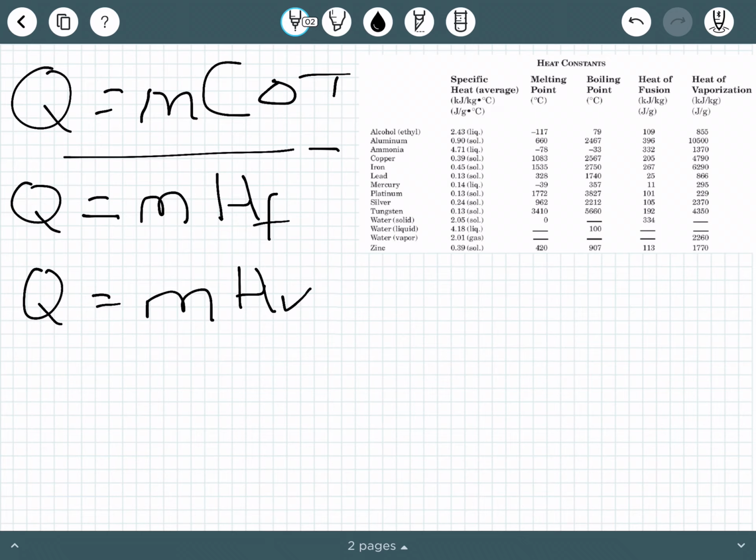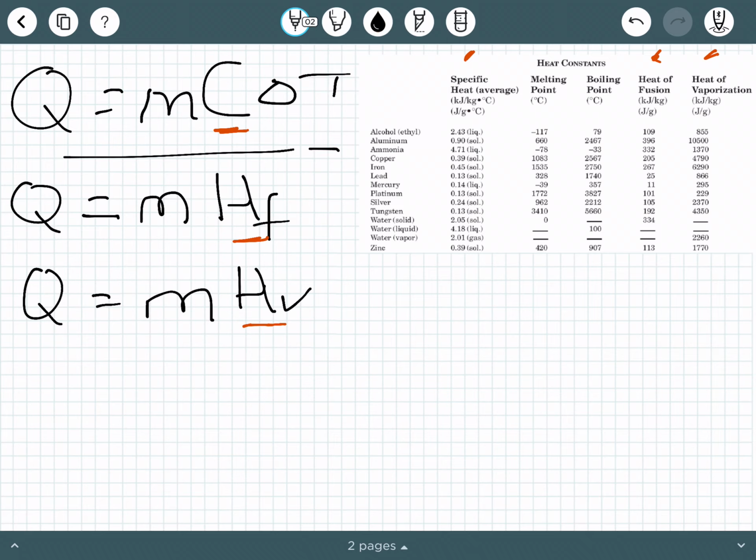These are constants, just like C was a constant that we got from a table. Hf and Hv are constants. We're going to get those from a table. Okay, Hf is right here, Hv is right here, and C is right here. We're going to pull them from a table.